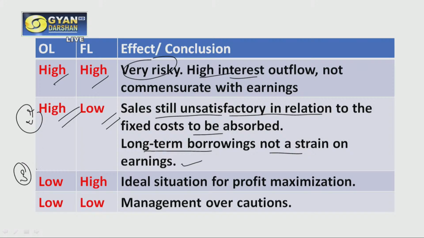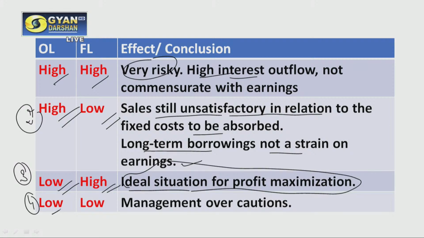Then there may be a third case when our operating leverage is low but our financial leverage is very high. This is considered to be the ideal situation for profit maximization. And then there is a fourth situation when our operating leverage is low and financial leverage is also low. In this case the management needs to be a little cautious. They need to handle this situation properly so that they will not fall into any kind of trouble. So this is how we understood the impact of leverage on our financial decisions, and this is all about leverage analysis.